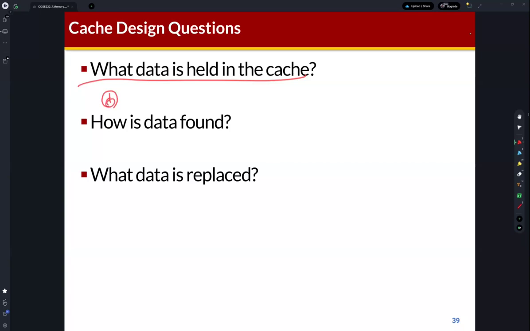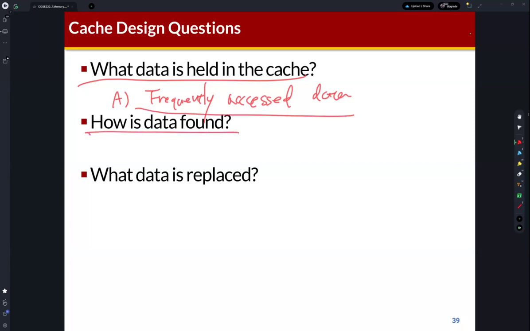Answer: frequently accessed data. So in the cache, we need to keep the frequently accessed data, right? If rarely accessed data is found in the cache, that cache is not helpful for increasing performance. So we need to store the frequently accessed data in the cache.